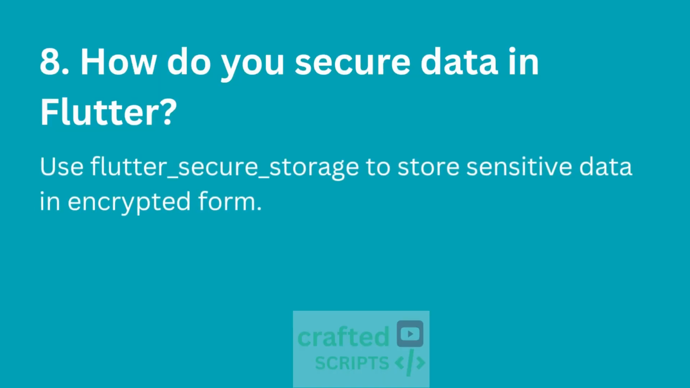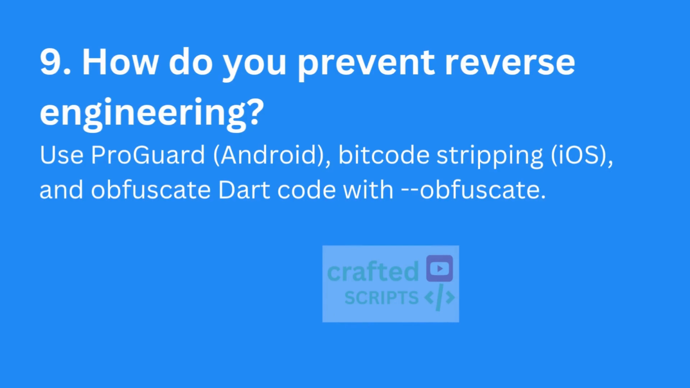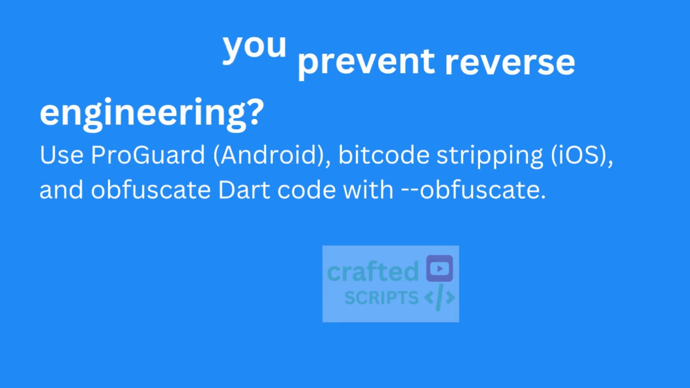Question number 8. How do you secure data in Flutter? Use flutter_secure_storage to store sensitive data in encrypted form. Question number 9. How do you prevent reverse engineering? Use ProGuard for Android, bitcode stripping for iOS, and obfuscate Dart code with obfuscate.